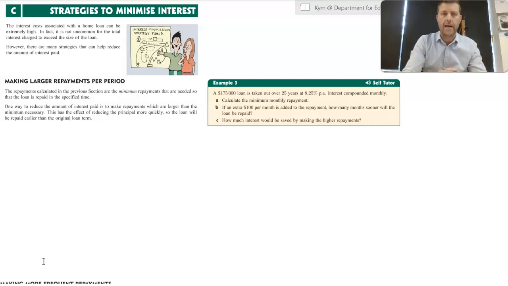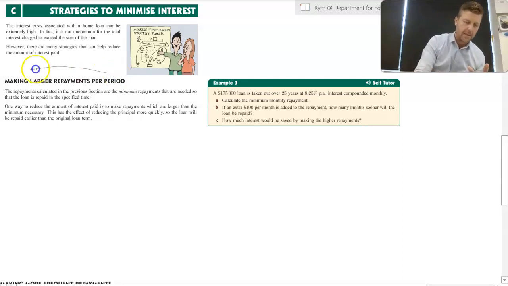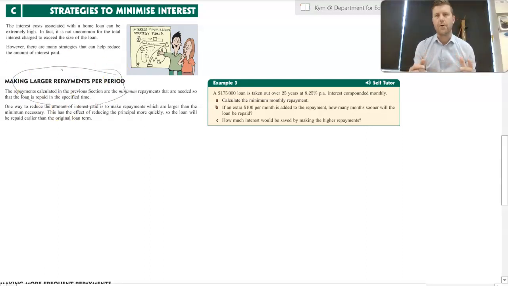So my next few videos are going to be based around some different strategies in trying to minimize the amount of interest you pay on a home loan or mortgage. So this video is just going to be looking at making larger repayments per period.